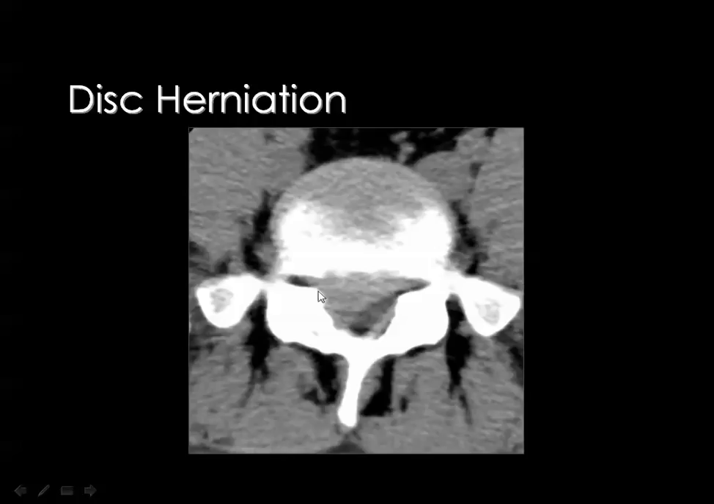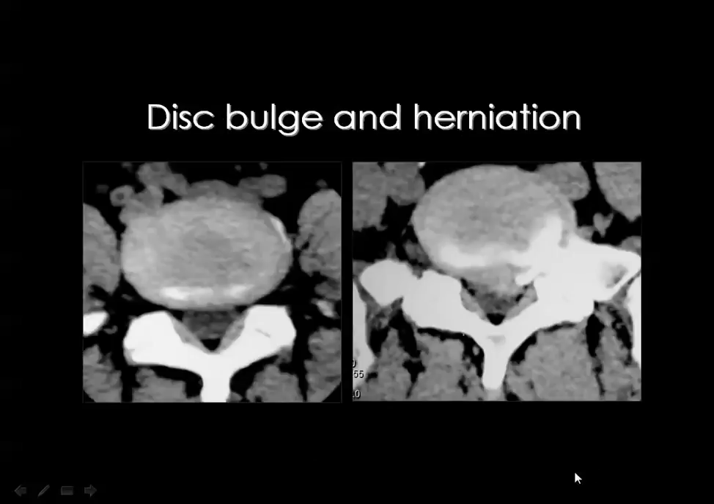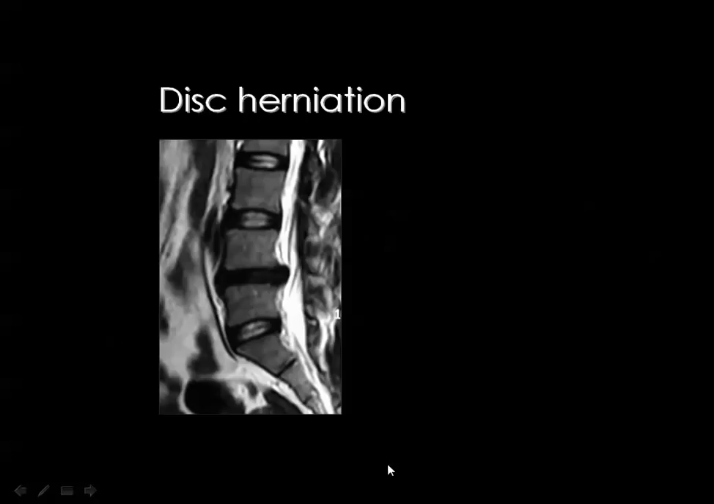The disc is massive, and you see the main bulk of the disc is to the right side. It is in the midline and also to the right side. We may call this central posterior and right posterolateral disc herniation or extrusion. And this is the difference between disc bulge, which is a diffuse pathology involving the whole edge of the disc from left to right, and disc herniation or extrusion, which is a focal pathology that may be on the left or on the right or in the midline.